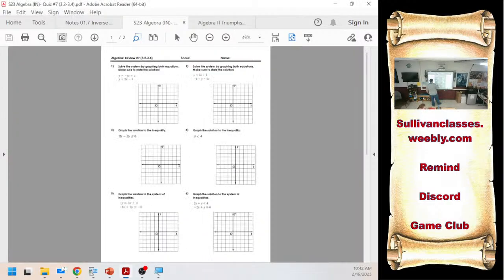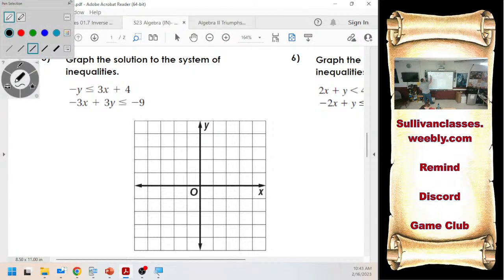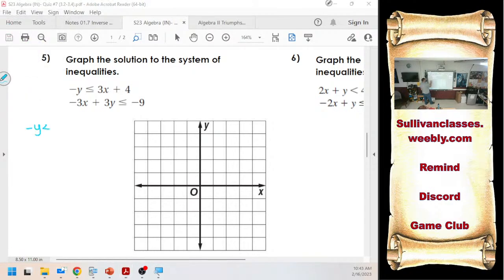Okay, and then what we were doing the last 2 days is taking all of it and putting it together. What if I have 2 lines, they're both shading, and I have to make them both happy? So, step 1. Does this look the way I want it to? -y greater than or equal to 3x plus 4. Yep, that one's okay. No, it's not. Never mind. No, it's not.